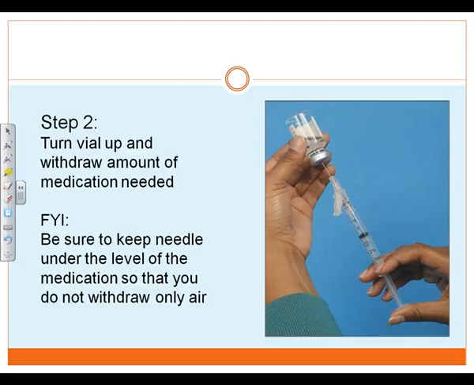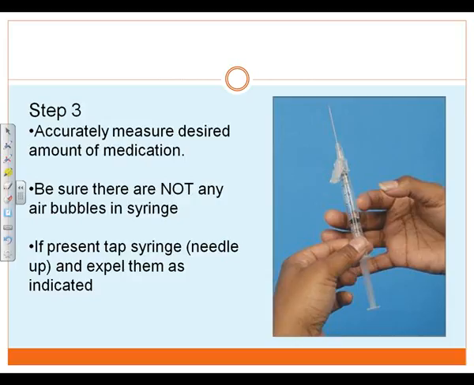You would draw back the amount of medication that you need. Of course, next step's going to be make sure it doesn't have any air bubbles in it. Because if there's air in there, you don't have the correct amount of medicine.